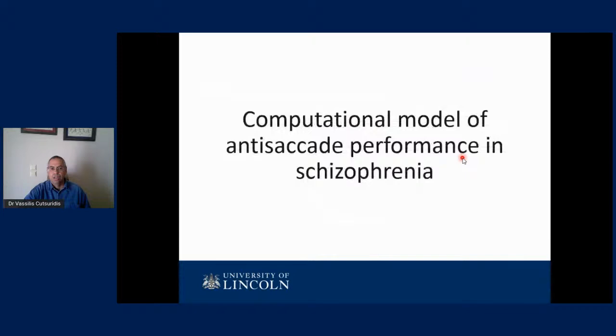All right, so with that introduction in place, I just want to show you some results of a computational model of anti-saccade performance in schizophrenia. The reason I'm showing this is because it's one of the very first computational attempts that has statistically shown that a neural model is able to fit experimental data almost perfectly, but at the same time is able to uncover the potential mechanisms that describe schizophrenia performance in the anti-saccade task.